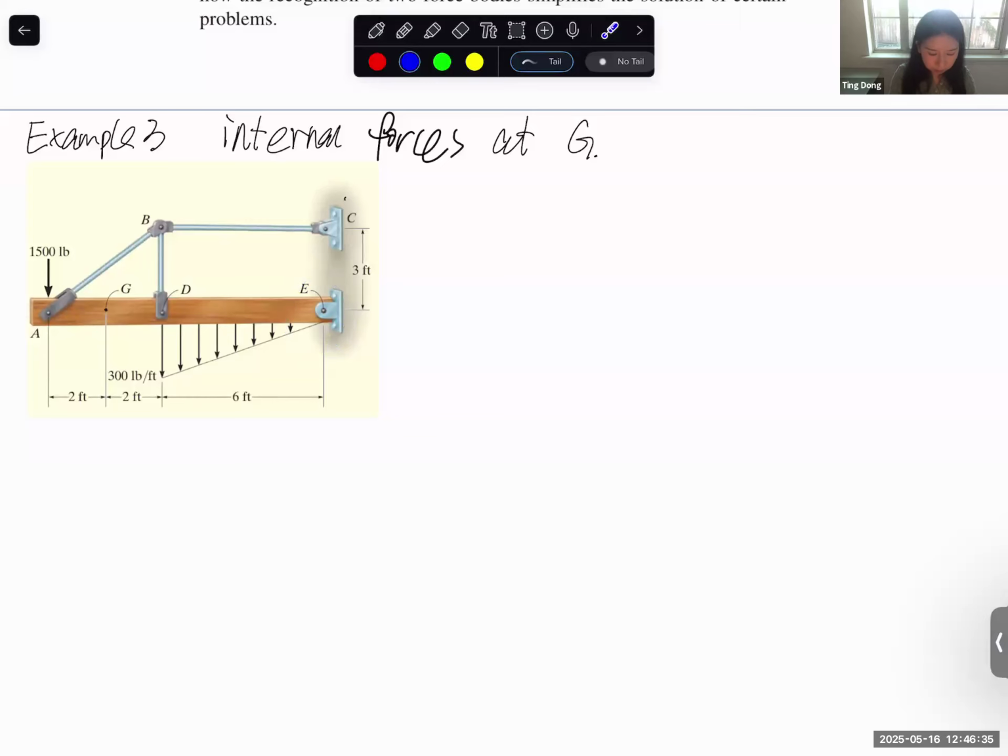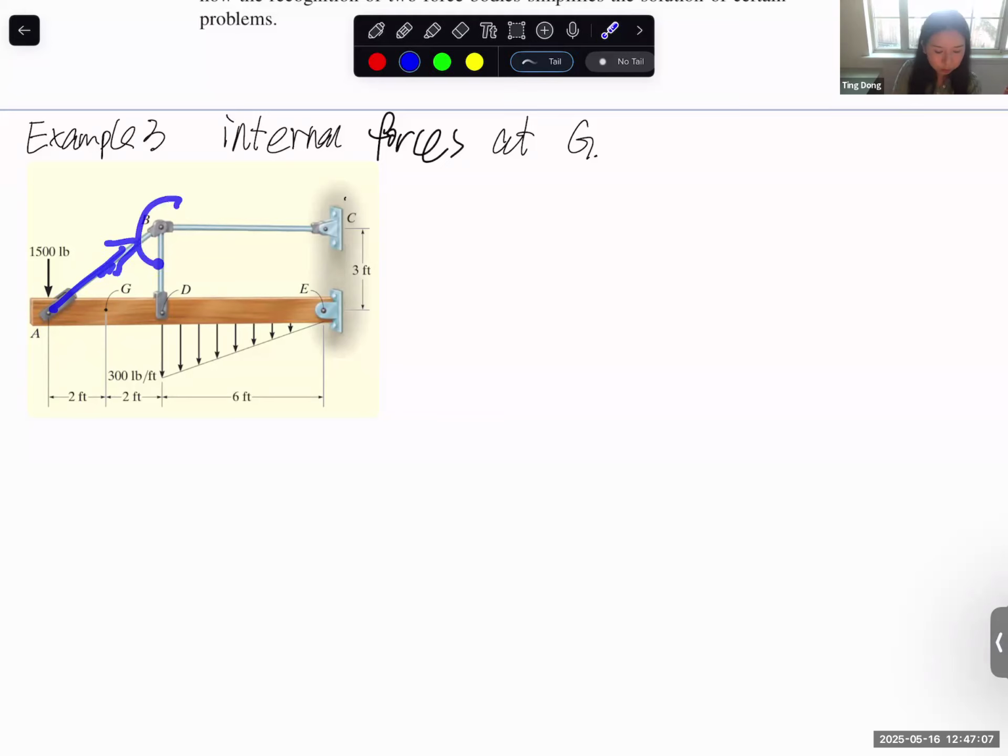Let's do it this way. Let's say if we want to find the internal force at point G, there are two ways. Either I take this half or I take this half. And of course, by checking this picture, we know that probably taking this half is easier for our calculation. And for this section, AG section, of course, we need to calculate this force, right? Direction given, only one unknown.